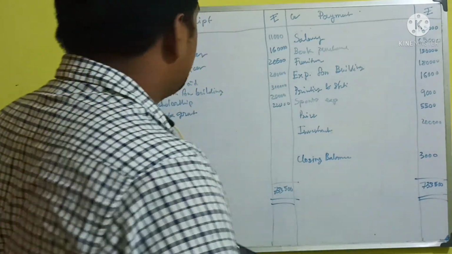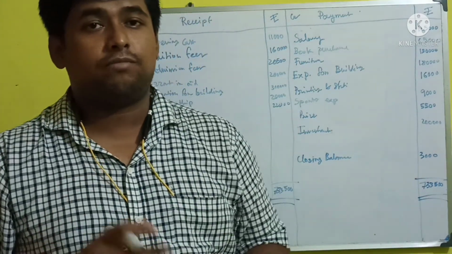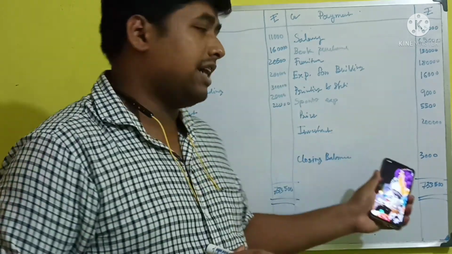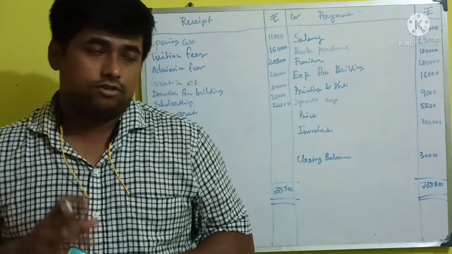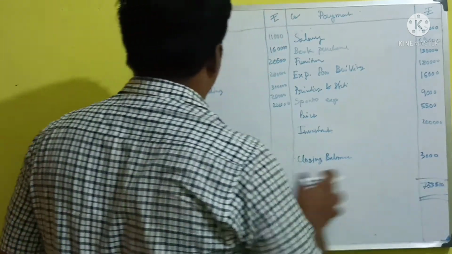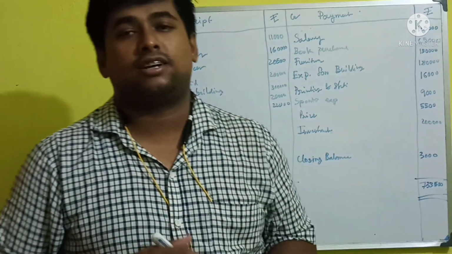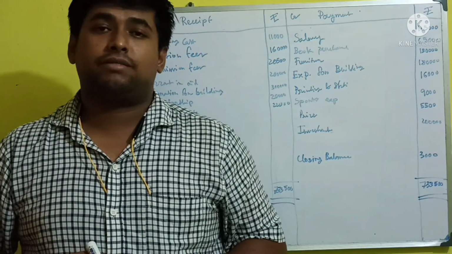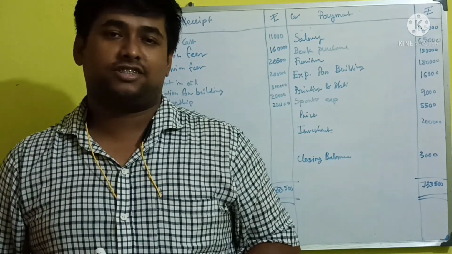In this sum, there is no information about the closing balance, whether it is a cash figure or a bank figure. So the total figure is the total closing balance. I hope you guys understood the receipt and payment process for a non-profit organization.